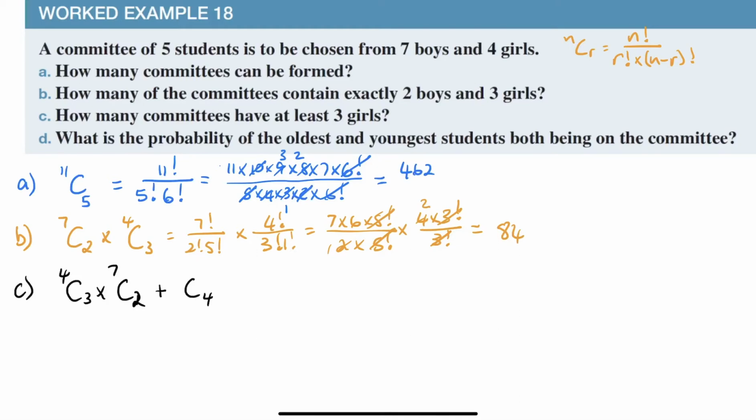4 goals out of 4, and then 1 boy out of 7 boys. So in total, this and this must still add up to 5 committee members, and 4 and 1 must also add up to 5 committee members.